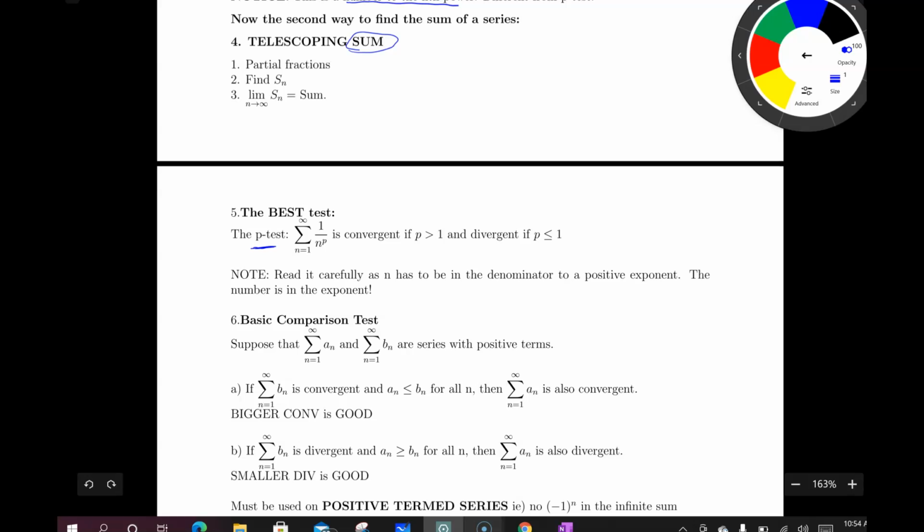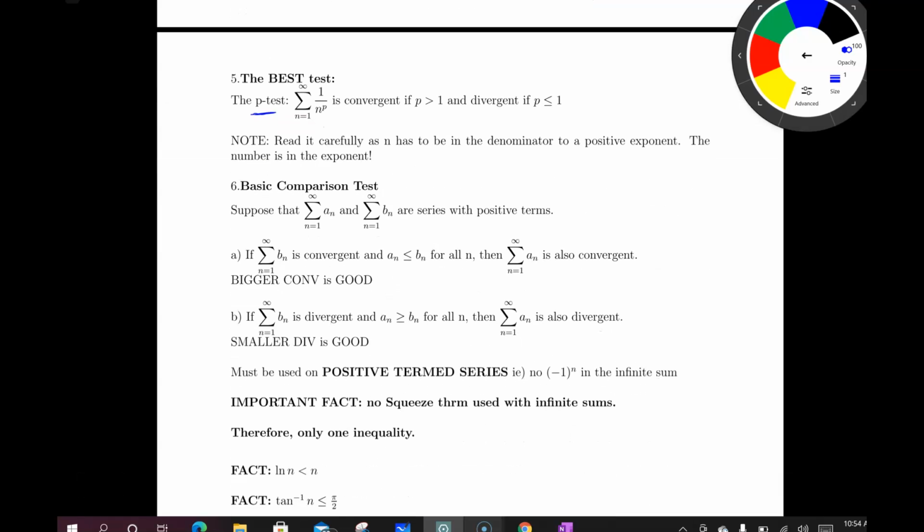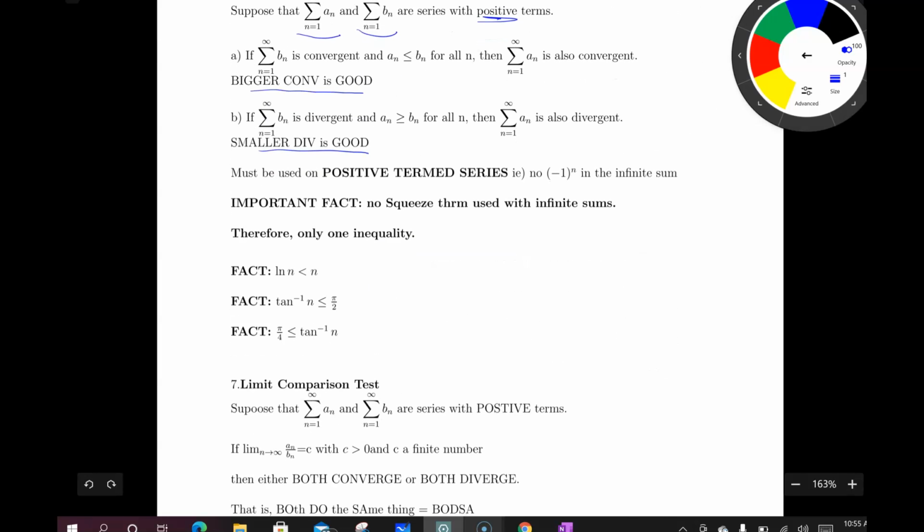P-test, best test ever because it's so easy to use and you just have to get it memorized, correct? Basic comparison test, really useful when it works. Bigger converging is good, smaller diverging is good. Remember, both of these have to be positive term series. Remember, there's no squeeze theorem. There's only one inequality when we're doing the basic comparison test.